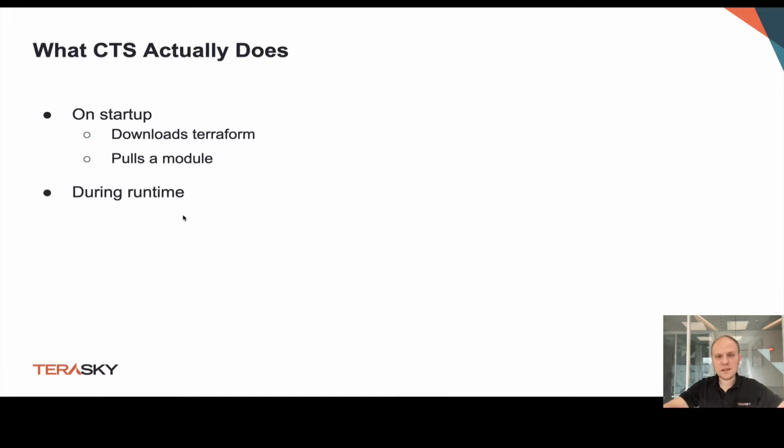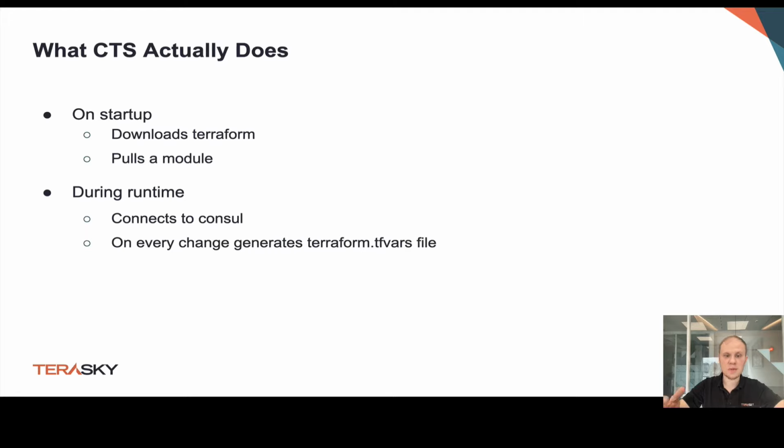Now, during runtime, it will connect to Consul, and it's actually doing something smart. It has those blocking queries in Consul, so it will connect to Consul, and it will wait until the change happened. And when the change happened, it will take all the data, generate a terraform.tfvars file, and provide it to our module and do terraform apply. This is the whole idea. So it connects to Consul. When a change happens, it pulls Terraform, pulls the data, populates terraform.tfvars, and does terraform apply.